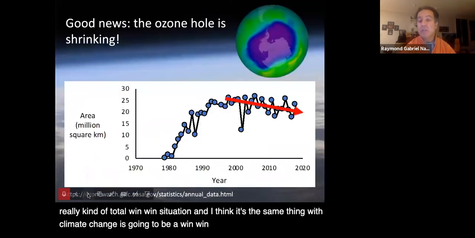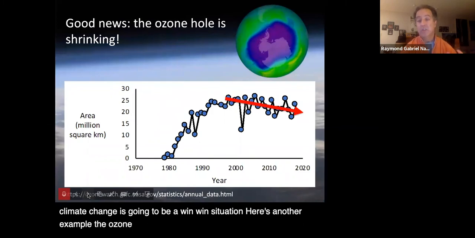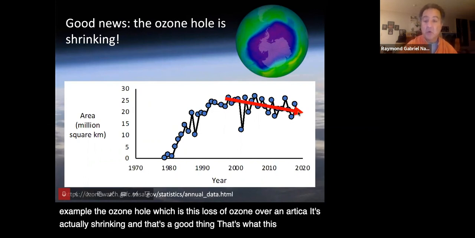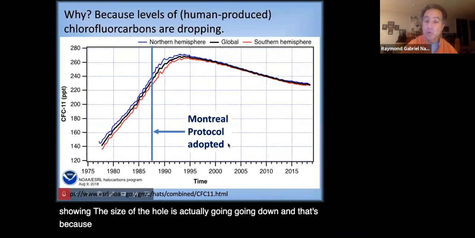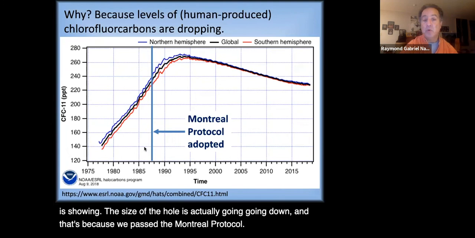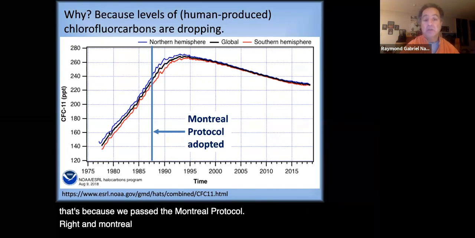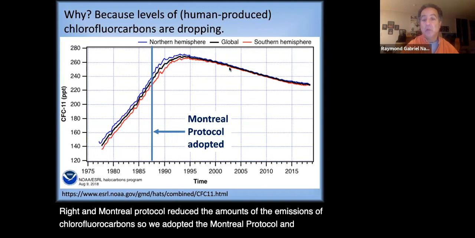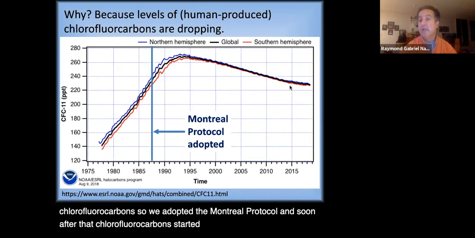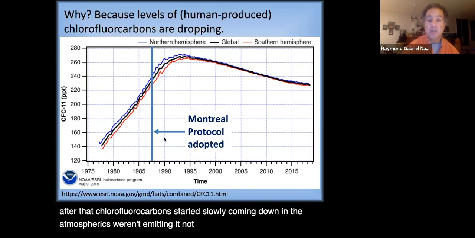Here's another example: the ozone hole, which is this loss of ozone over Antarctica. It's actually shrinking, and that's a good thing. That's what this graph is showing. The size of the hole is actually going down. That's because we passed the Montreal Protocol, right? And the Montreal Protocol reduced the emissions of chlorofluorocarbons. So we adopted the Montreal Protocol, and soon after that, chlorofluorocarbons started slowly coming down in the atmosphere because we weren't emitting them nearly as much.